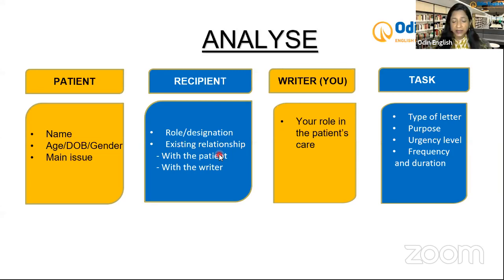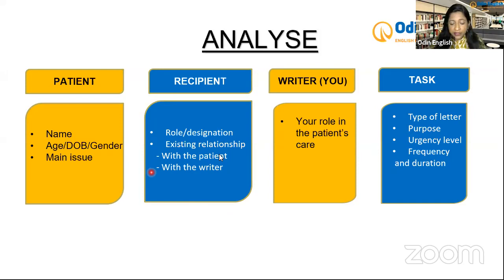There might be certain situations wherein there is a relationship between the patient and the recipient. For example, you might be writing to the patient's GP, or to the patient's family, or if the patient is living in a nursing home, you might be writing to the nursing staff or the manager of that nursing home. In all those cases, the patient is already known to the recipient. So you don't have to write all the information that the receiver might already know about this patient. It's very important to look at whether the patient is already known to them, whether there is any existing relationship, and what that relationship is.